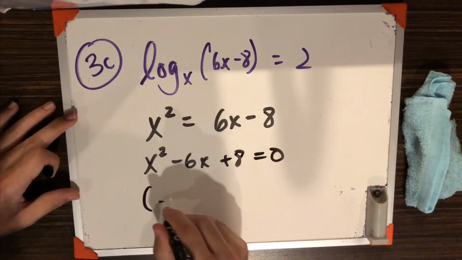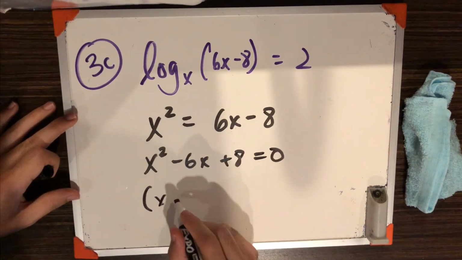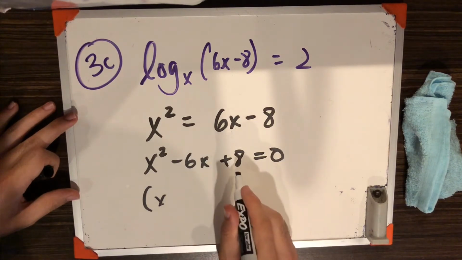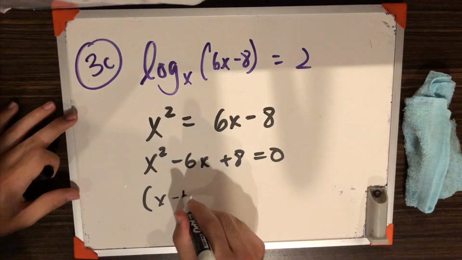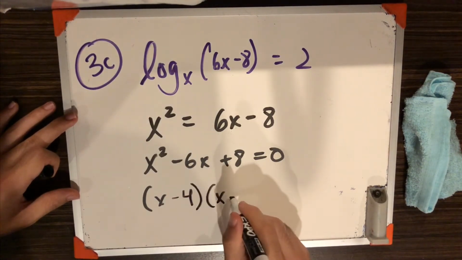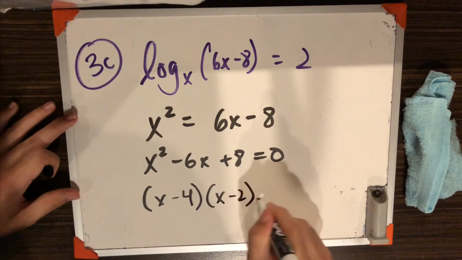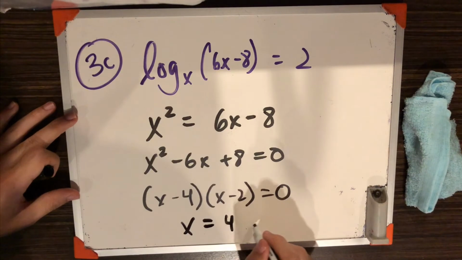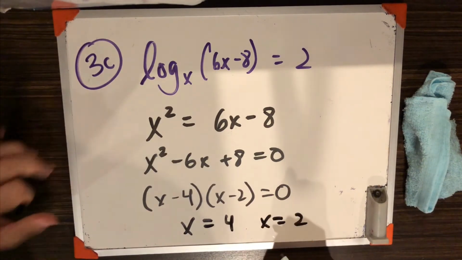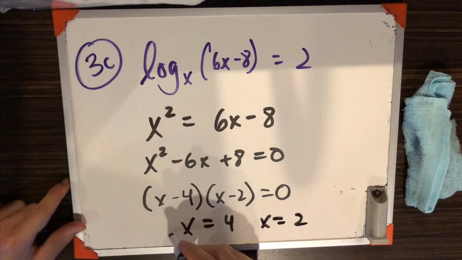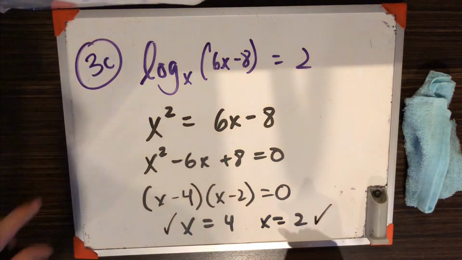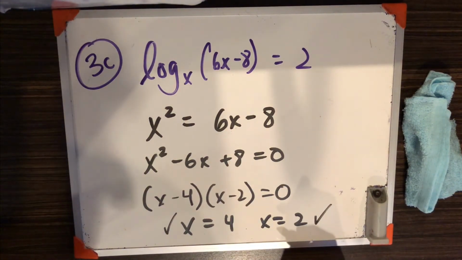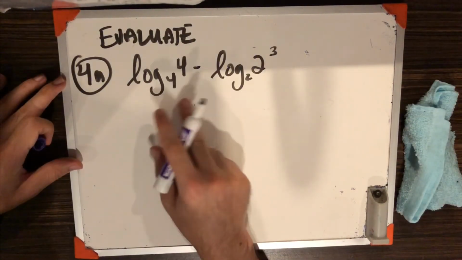Let's go ahead and factor: x minus 4 and x minus 2 is equal to 0. So x is equal to 4 and x is equal to 2. Okay, both of them end up being defined. This one works and this one works. So both are good.